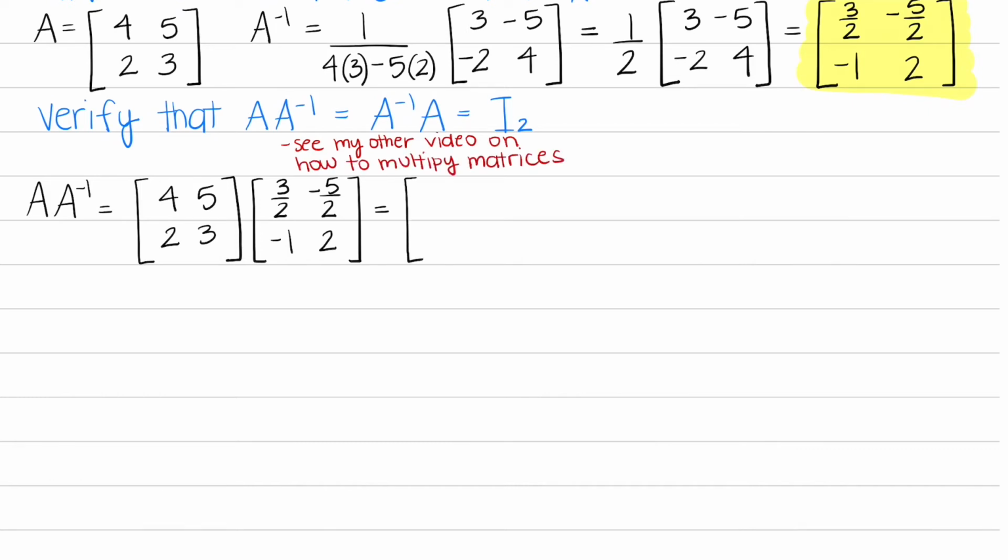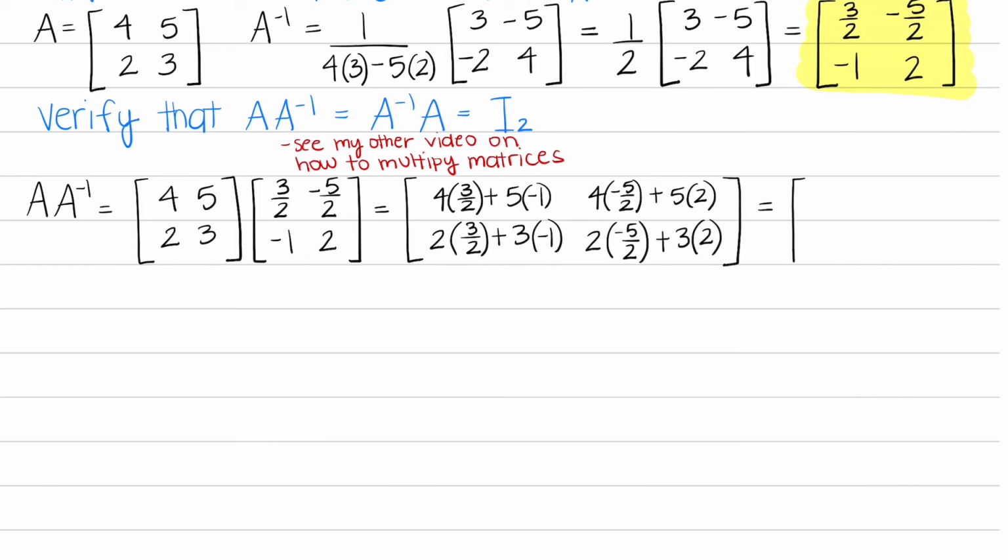So let's multiply. We start by multiplying the first row of the first matrix times the first column of the second matrix. So 4 times 3 over 2 plus 5 times negative 1. Let's move on to the first row, second column, 4 times negative 5 over 2 plus 5 times 2. Now let's do the second row. The second row times the first column, 2 times 3 over 2 plus 3 times negative 1. And for that last term, 2 times negative 5 over 2 plus 3 times 2.